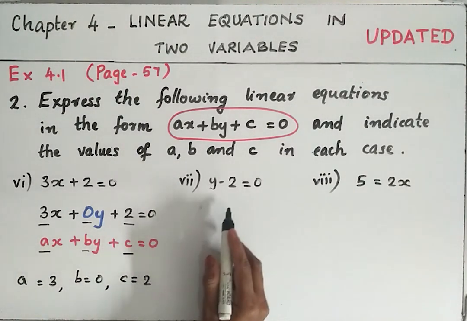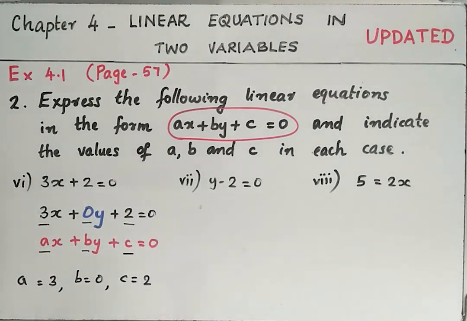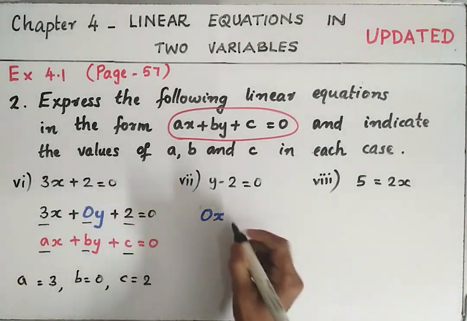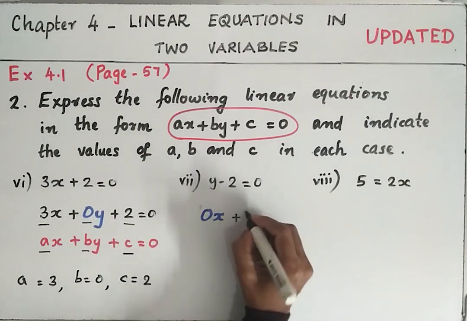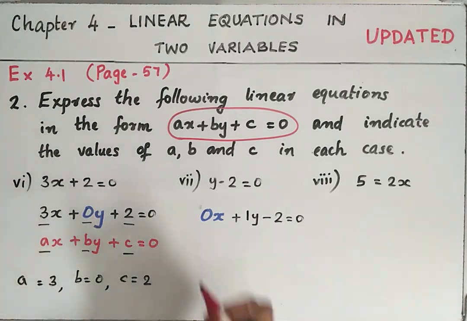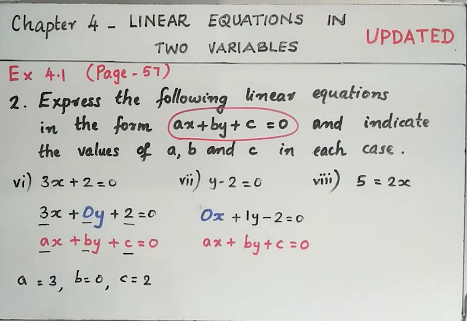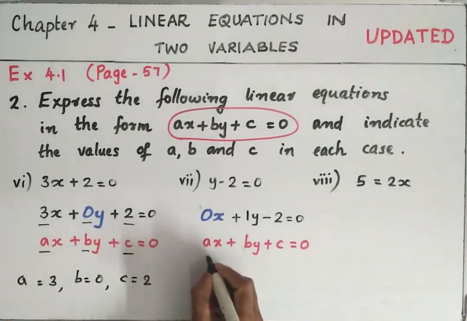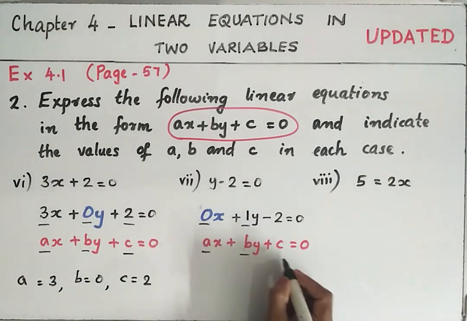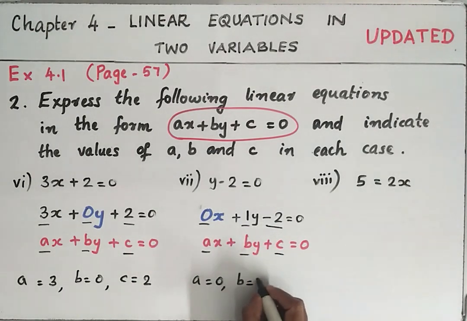Look at the next one, y minus 2 equal to 0. Here the x term is missing. So we can write this one as 0x plus y, meaning 1y, minus 2 equal to 0. It is in the form of ax plus by plus c equal to 0. What is the value of A? A is 0, B is 1 and C is minus 2. A equal to 0, B equal to 1, C equal to minus 2.